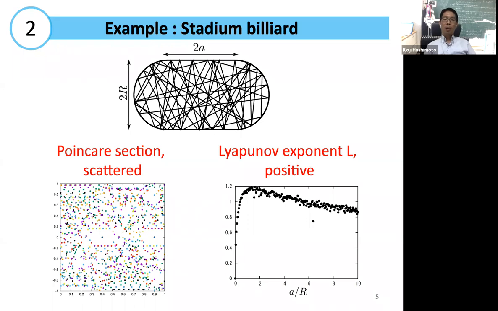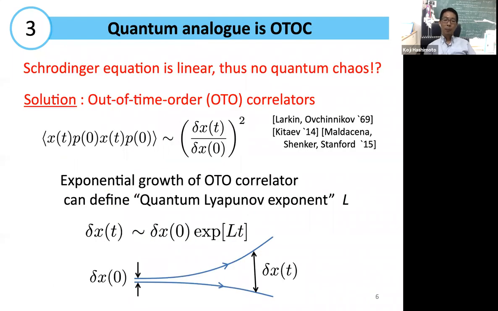Okay, so this is a story about classical chaos. So how about the quantum case? The standard way to argue this is to introduce OTOC. Although the Schrödinger equation is linear, how can we actually measure the quantum nature, the chaos, of quantized systems? The solution is OTOC, and it was argued in this way.